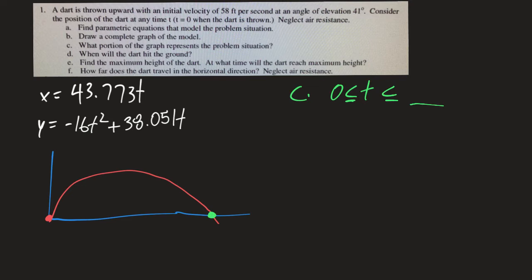So when the dart hits the ground, the height is going to be 0. So I'm going to use my y equation, and I'm going to put it equal to 0.